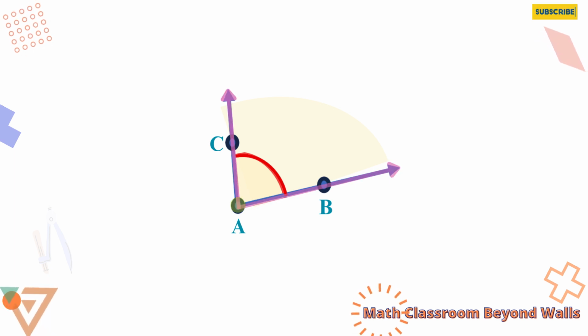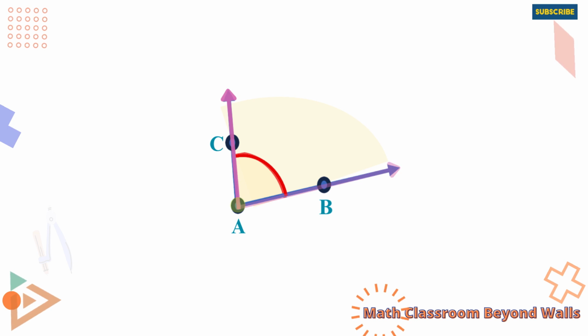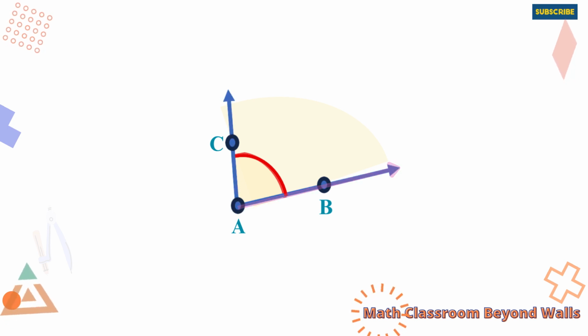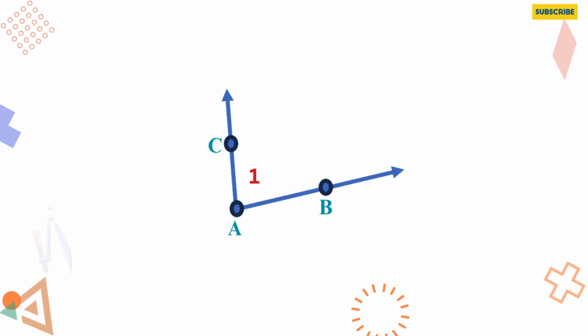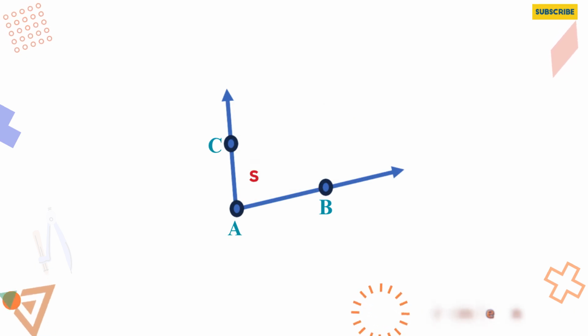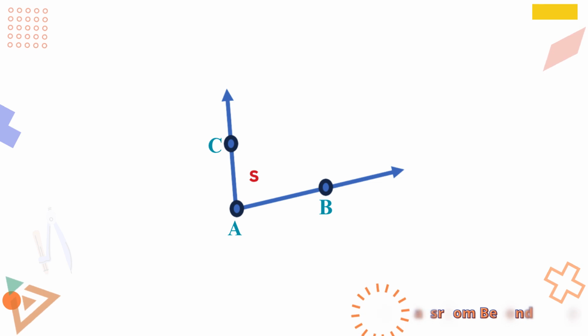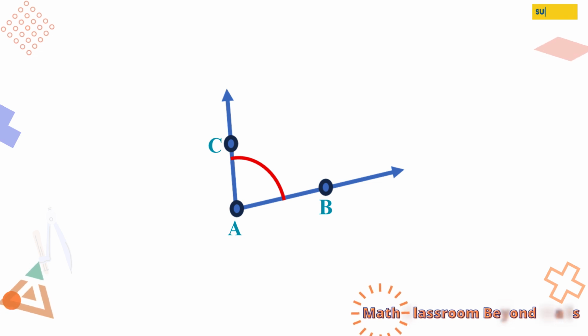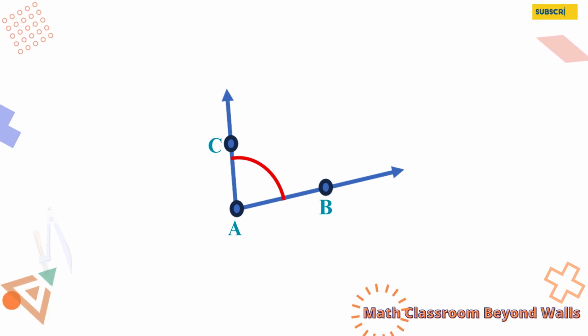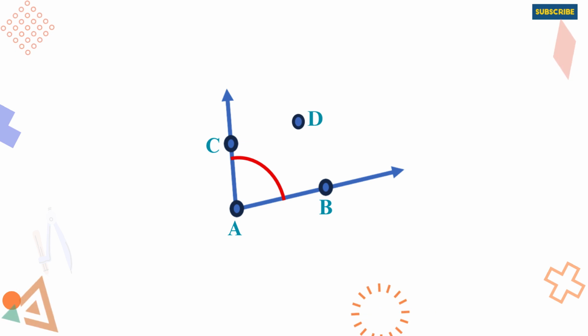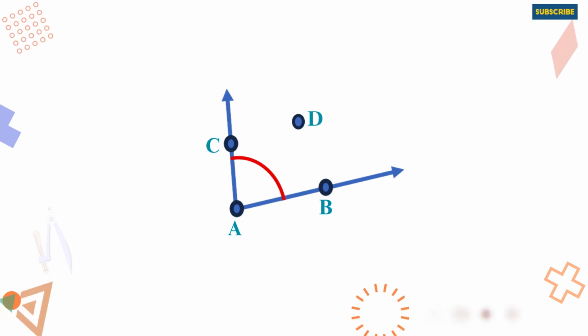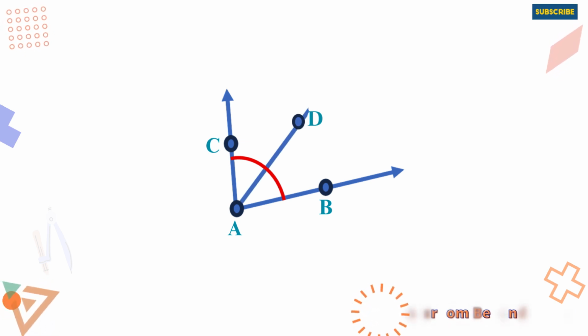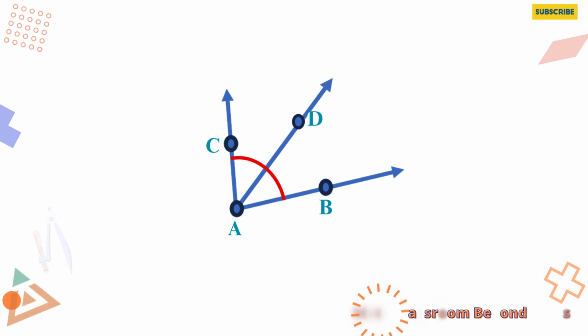In some cases, the interior space is marked with the name of the angle, maybe a number or a letter, or the measure of the angle itself instead of an arc. Let us identify one point in the interior of the angle and call it point D. Now, we will draw a ray from point A, the vertex, to point D.